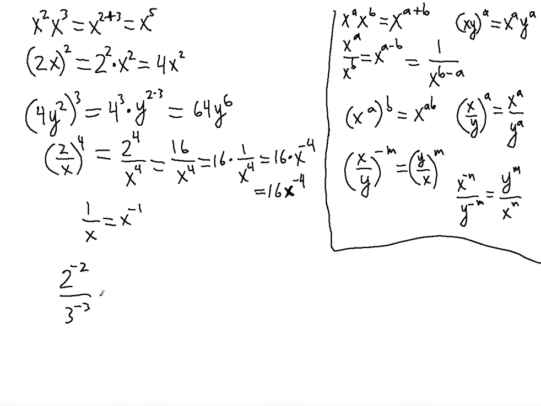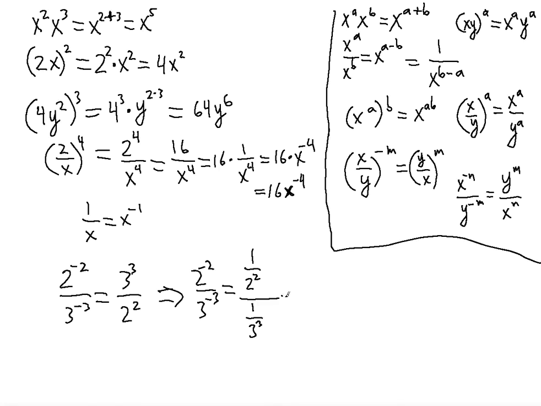So the result should be 3 to the power of 3 over 2 to the power of 2. But let's see how they do that. Let's use the existing laws that we have and arrive at this conclusion. So 2 raised to the power of negative 2 is basically saying 1 over 2 raised to the power of 2, right? And then that is divided by 1 over 3 raised to the power of 3.